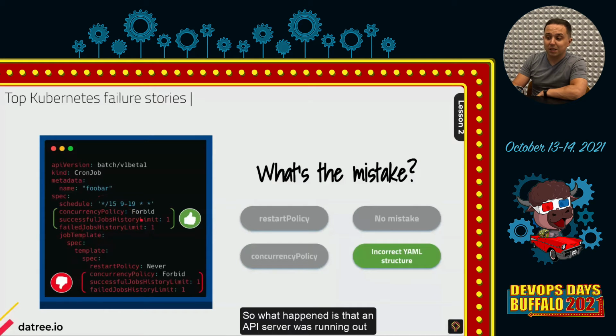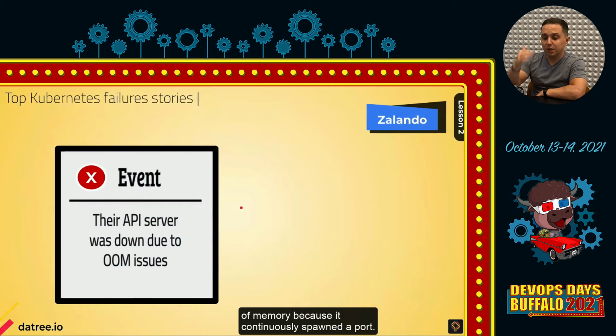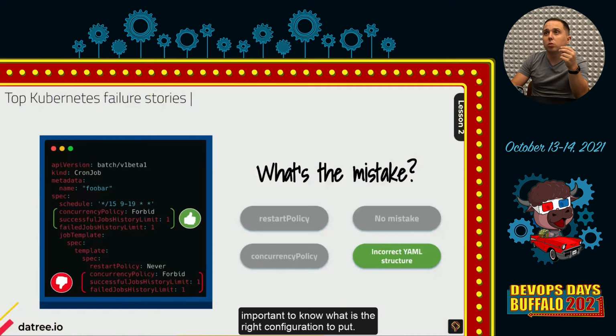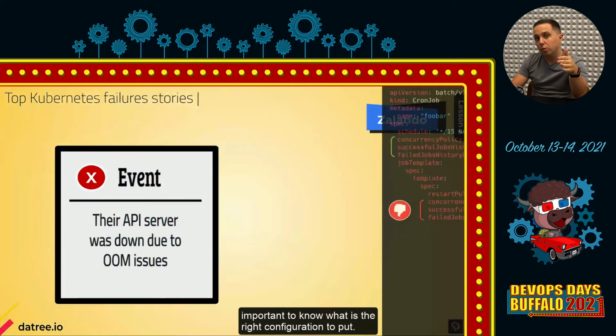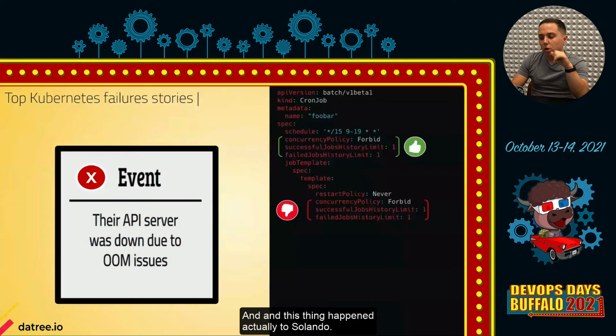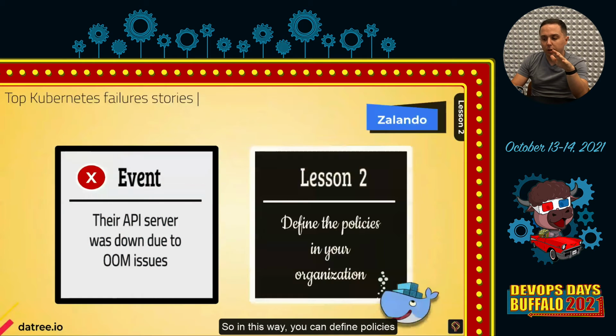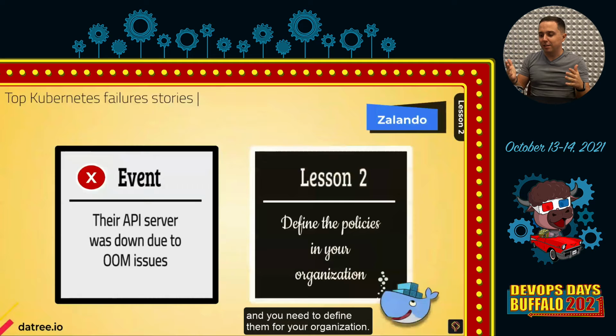What happened is that an API server was running out of memory because it continuously spawned pods. And what we can learn from here is that it's not only important to know what is the right configuration to put, it is also important to know where to put it in place. And this thing happened actually to Zalando. So in this way, you can define policies, and you need to define them for your organization.